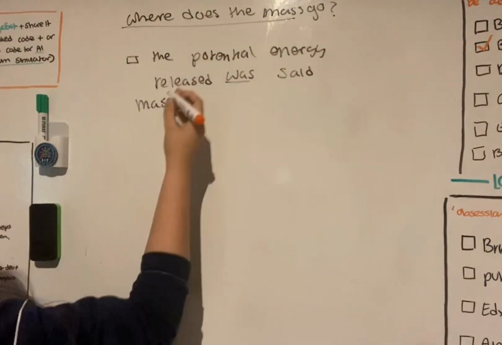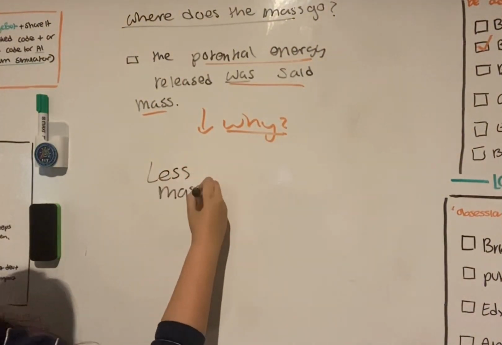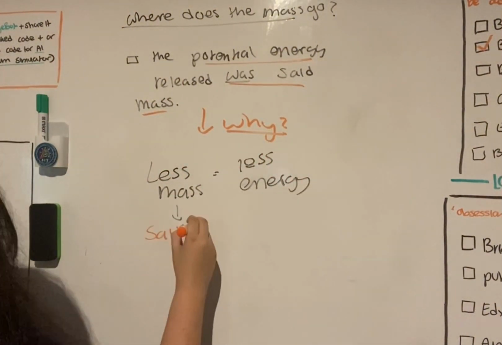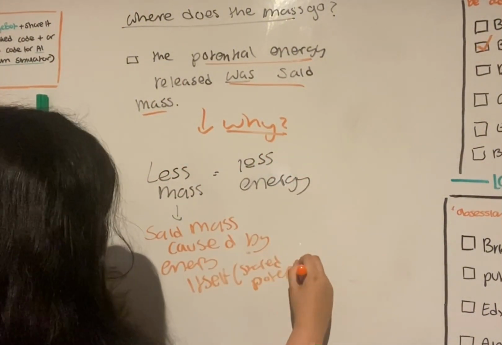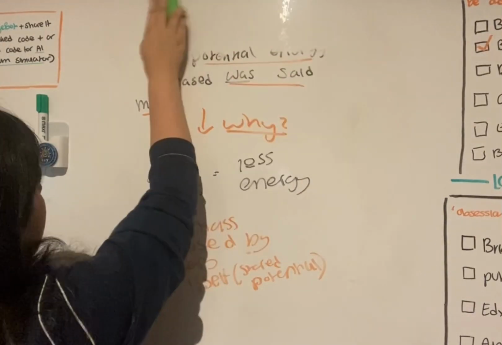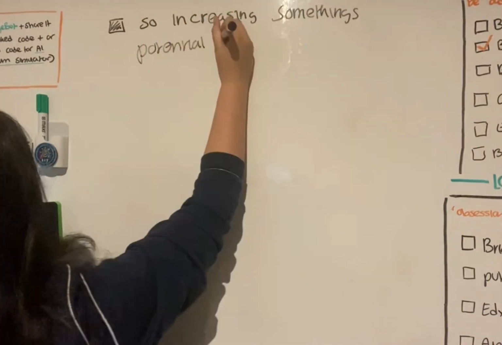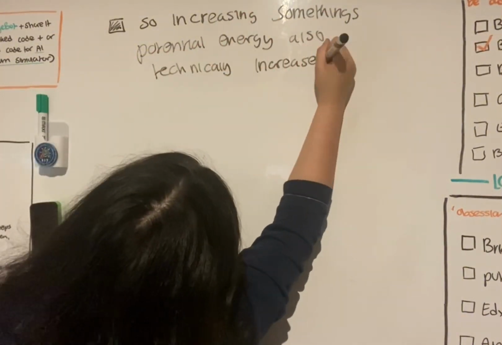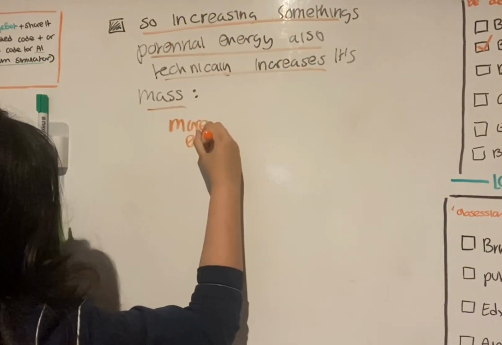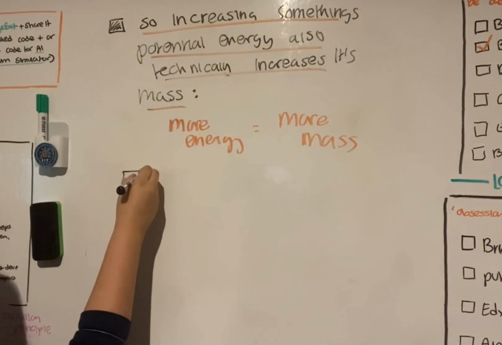Why? Because less energy equals less mass, and said mass is caused by the energy itself, the stored potential energy from the repressed electrostatic force. Yes, this is Einstein's famous E equals mc squared. So increasing something's potential energy also technically increases its mass. More energy in the system equals more mass.